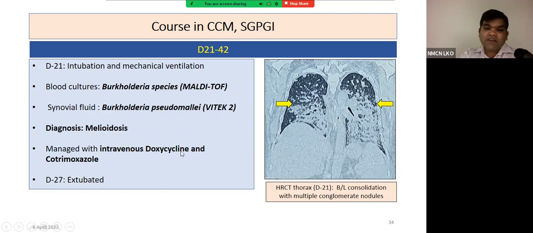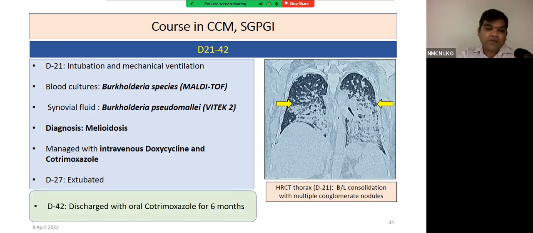Managed with IV doxycycline and cotrimoxazole, the patient showed improvement, and on day 27, the patient was extubated. And on day 42, the patient was discharged with oral cotrimoxazole for 6 months.